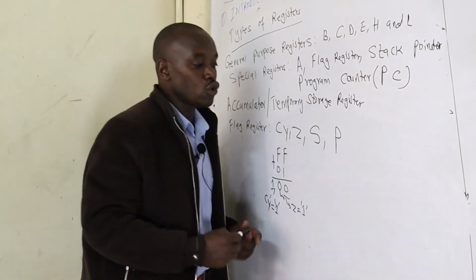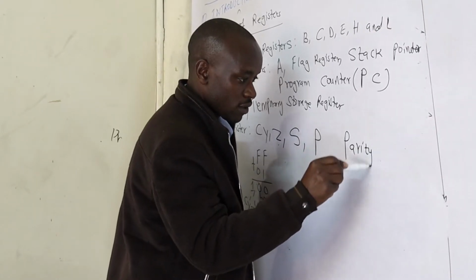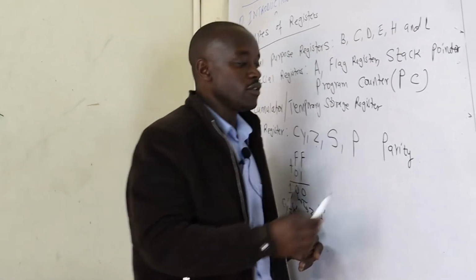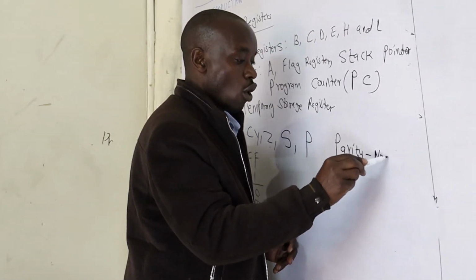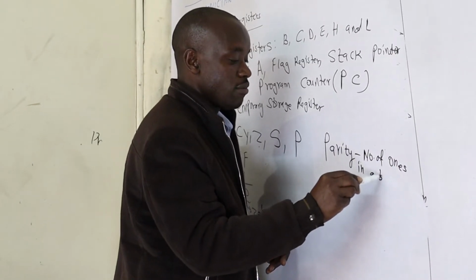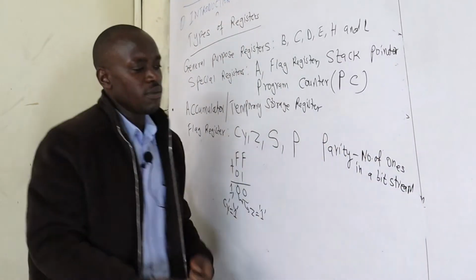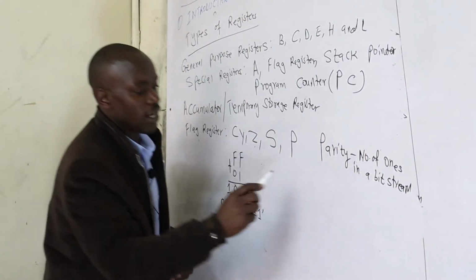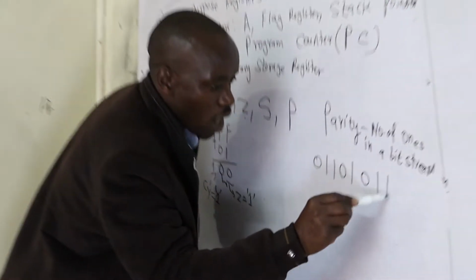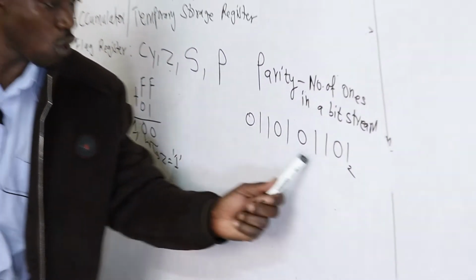Then we have the last one, which you call parity. Let me write this one in full. Parity. Some people ask, what's parity? Parity basically is the number of ones in a bit stream. What do you mean by bit stream? Bit stream is the bits. Like now, if I have 0, 1, 1, 0, 1, 0, 1, 1, 0, 1, this is a bit stream. So the number of ones here, these ones we are seeing here.